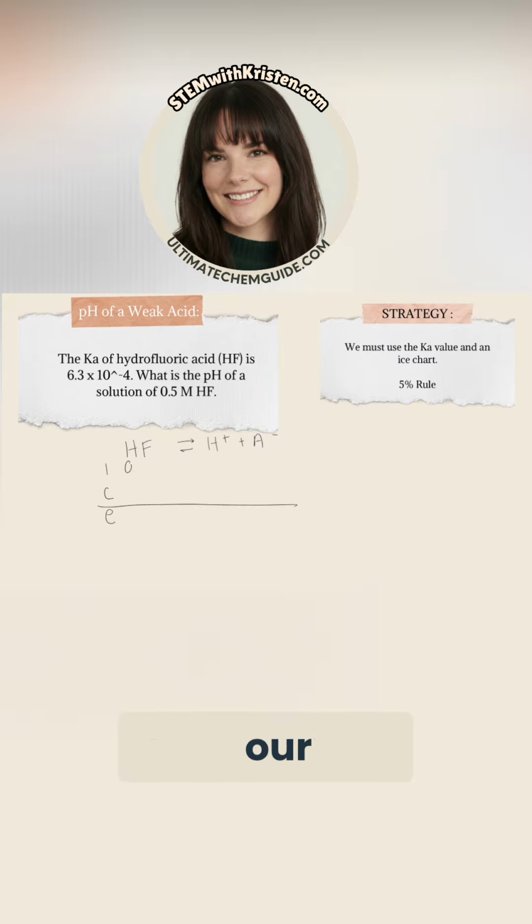So we're going to start with our 0.5, and our goal is to find out how much of that hydrogen actually dissociated and is in solution, because that will tell us what the pH is. So we're going to subtract X, and we're going to add it to the product side.